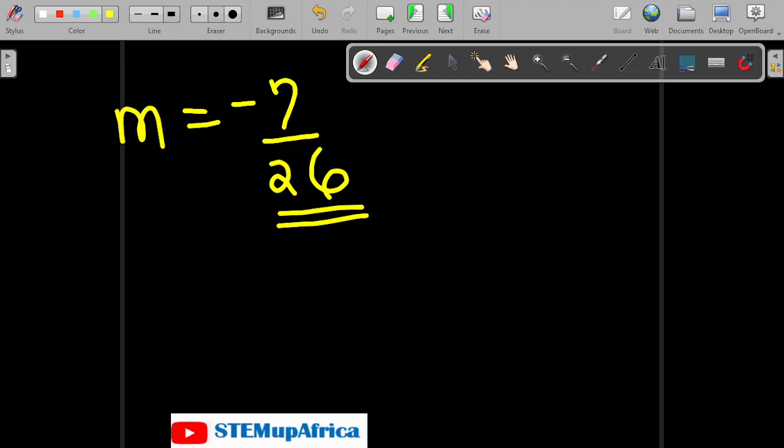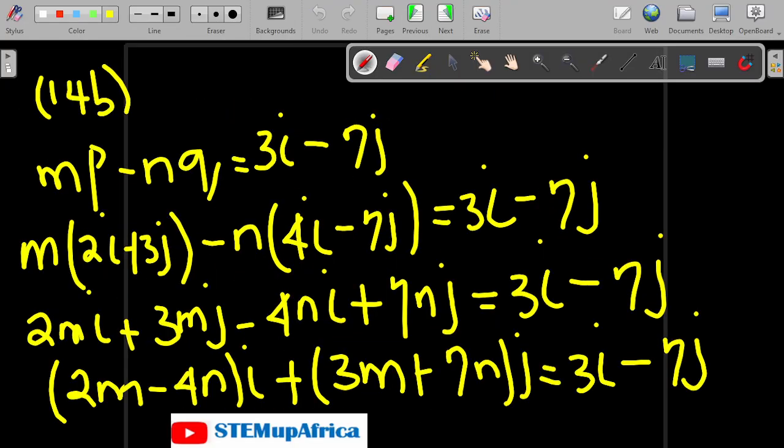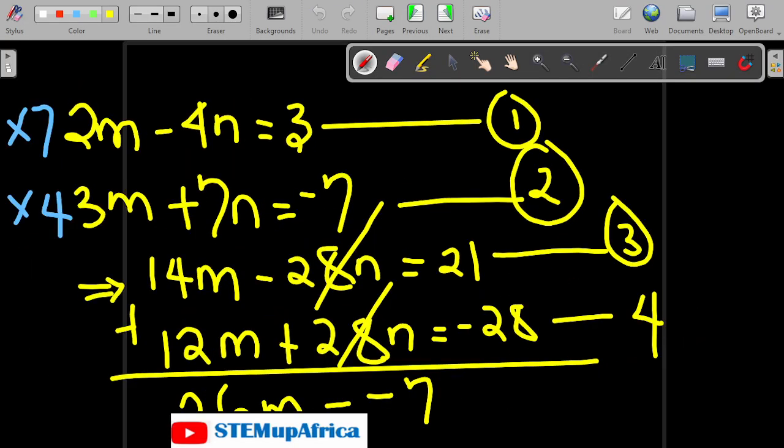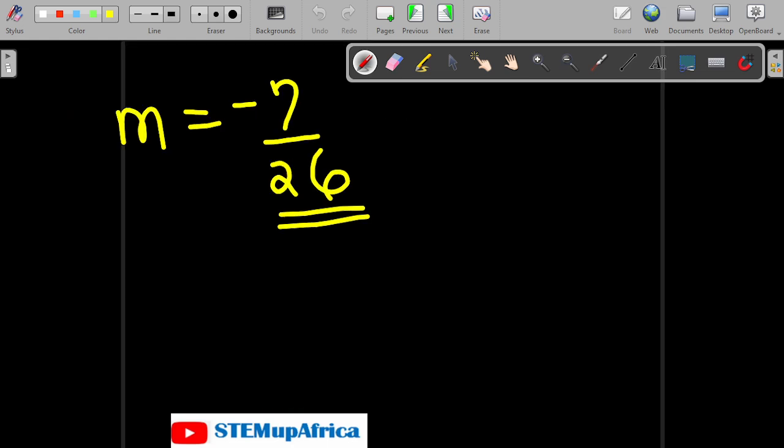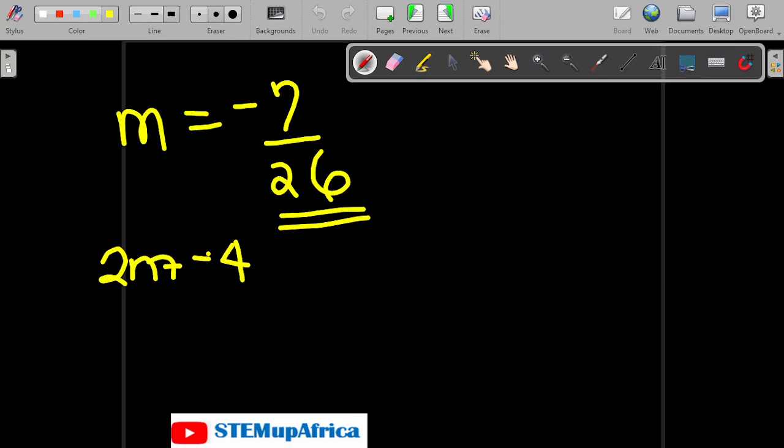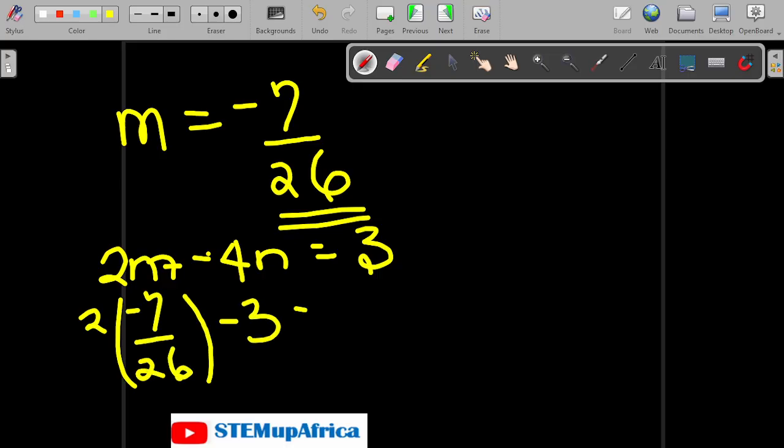So let's solve for n. Let's solve for n by putting the value of m into equation 1, 2, 3, or any of the equations that satisfy you. So let's consider equation 1. I'm having 2m minus 4n is equal to 3. So my m is minus 7 over 26. So this will give me 2 into minus 7 over 26 minus 3 is equal to 4n.